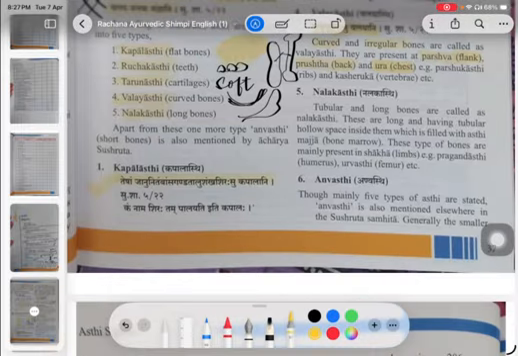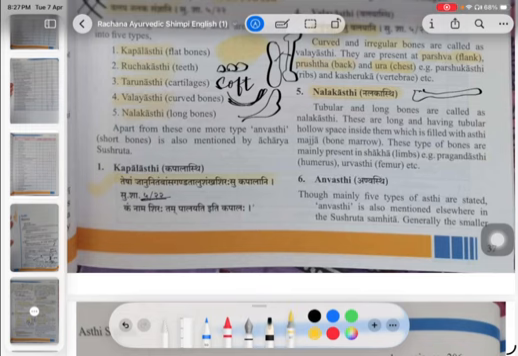Then we have Nalakasthi. According to Sushrut, we have Nalakasthi as the last one: all the bones having a hollow channel. The shlok is not included over here, but if you want to write the full shlok, you can refer to Sushrut Sharir 5 and then complete the shlok of the Nalakasthi as well.